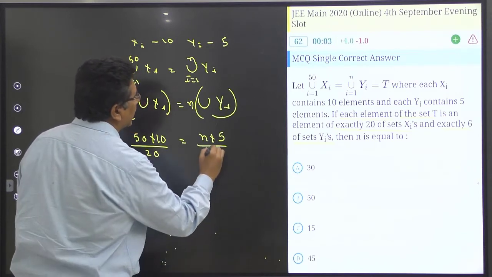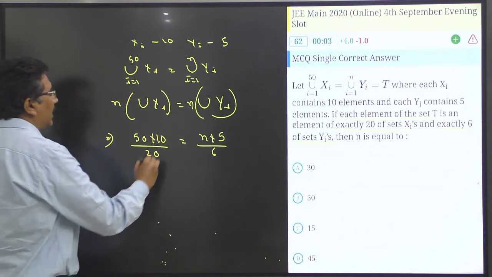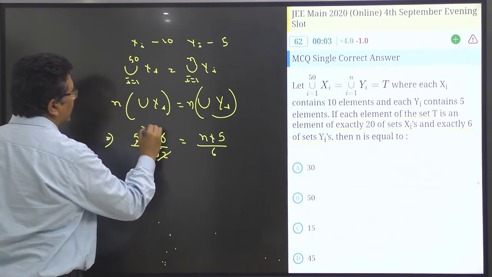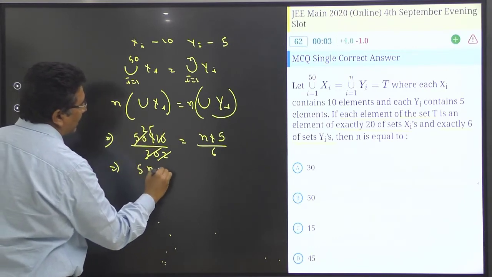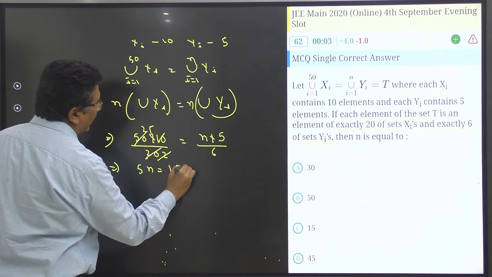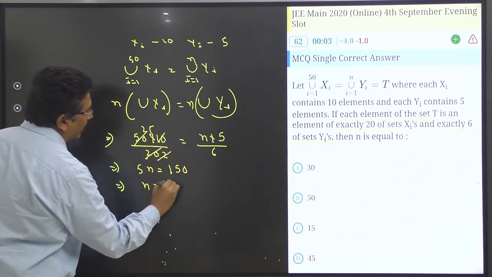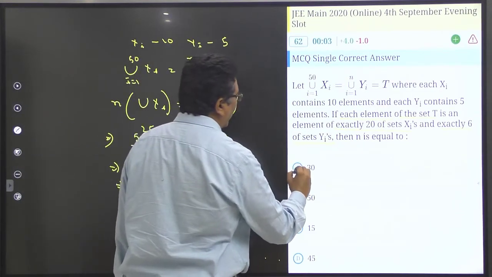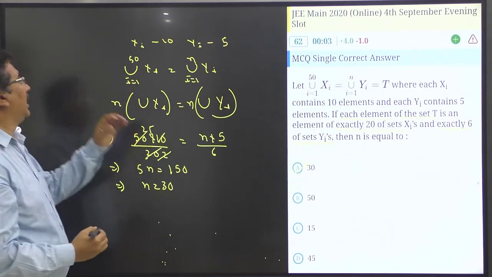And each element is in exactly 6 of the sets Yi's, so we divide by 6. From this, 500 divided by 20 is 25. That implies 5n is equal to 6 into 25, that is 150, so n is equal to 30. Therefore, n is equal to 30. Now, let us see the next one.